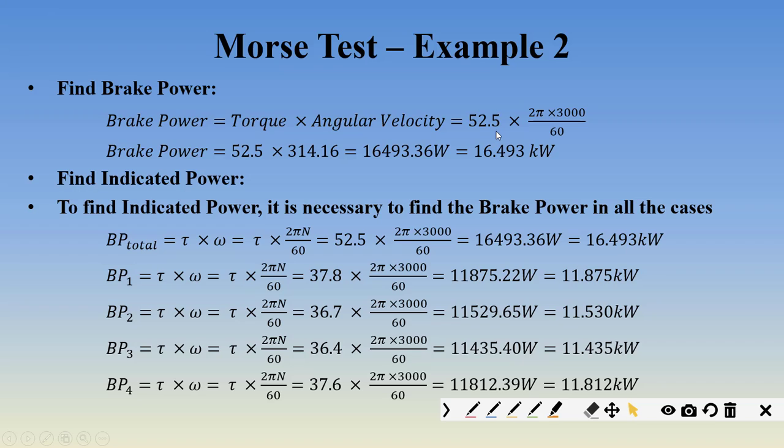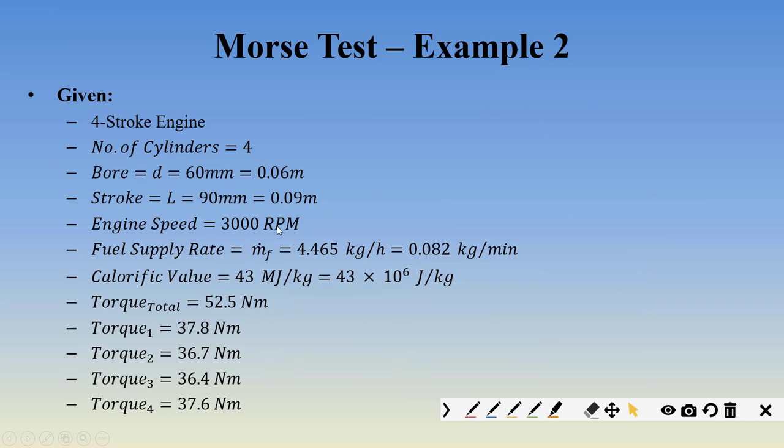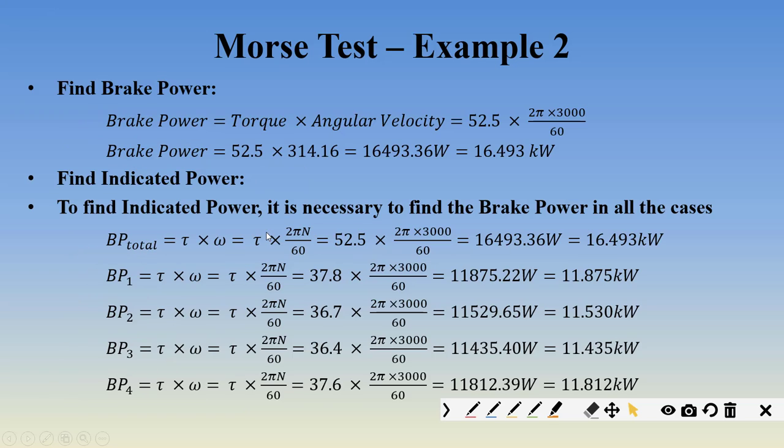52.5 Newton meter. That is the SI unit. Into what? 2 pi n upon 60. So substituting this value, n is what? 3000 rpm. Right? 3000 rpm. So substituting these values, we get brake power is equal to what? 16.493 kilowatt.